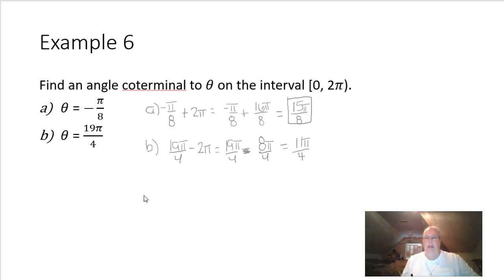Well, this is still too big. So I'm going to subtract another 2 pi. But I know that 2 pi, remember, is equal to 8 pi divided by 4. So let's see, 11 minus 8 is going to give me 3 pi. And again, we don't mess with the denominator. And so 3 pi over 4 is coterminal to 19 pi over 4.